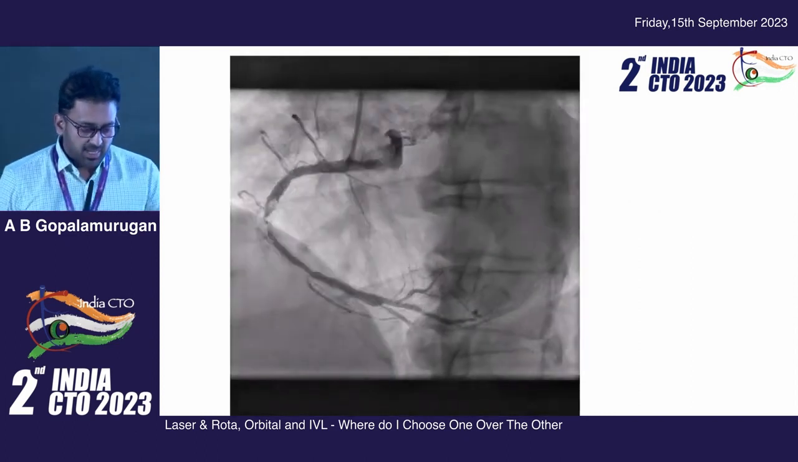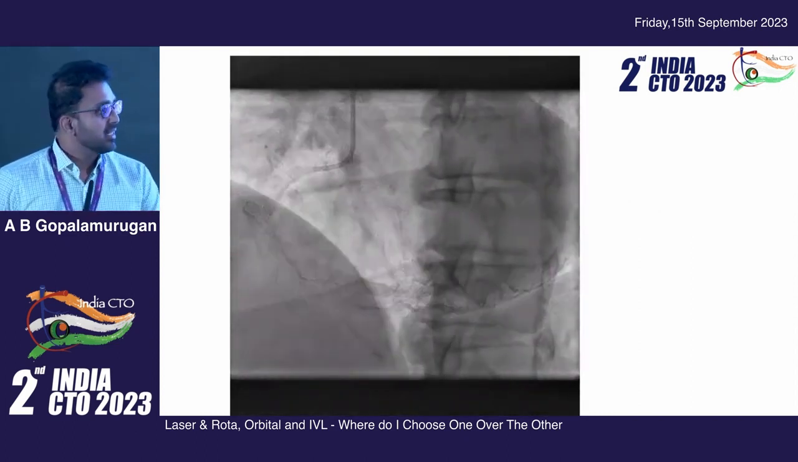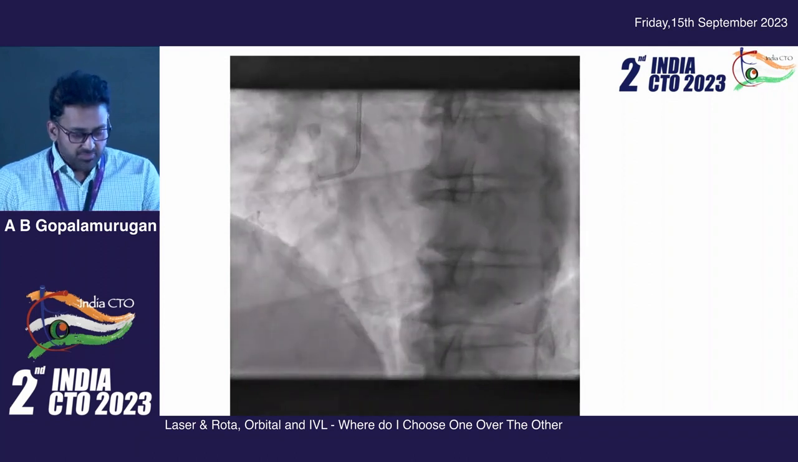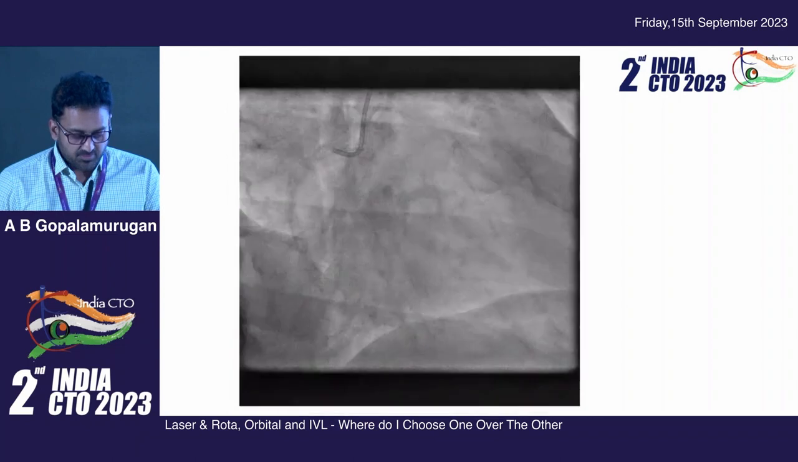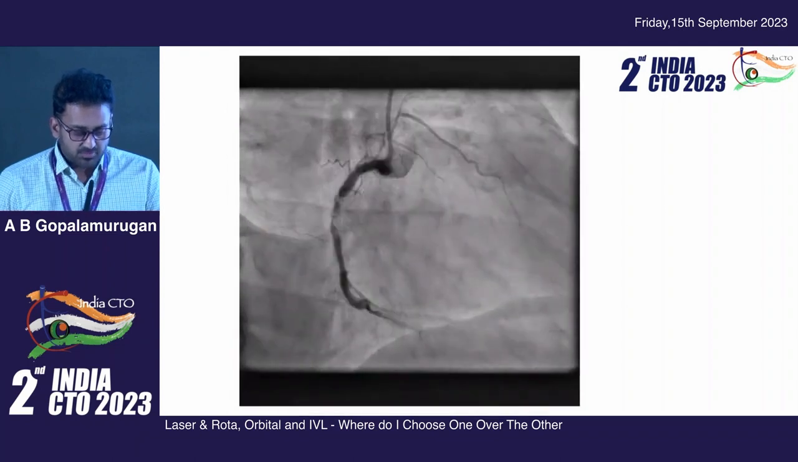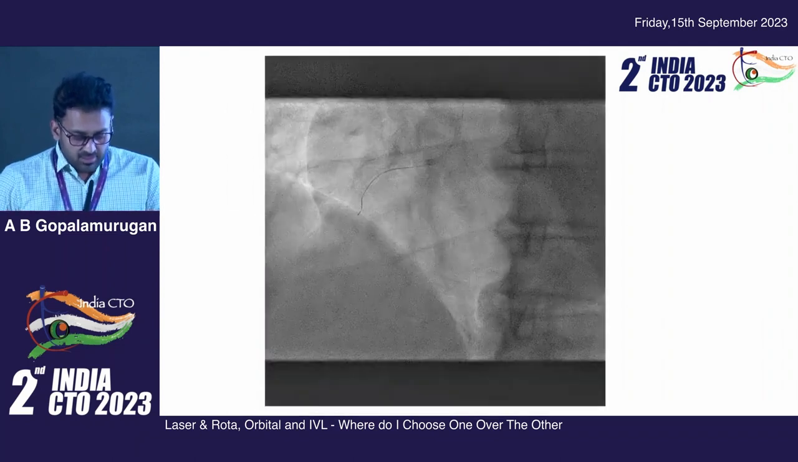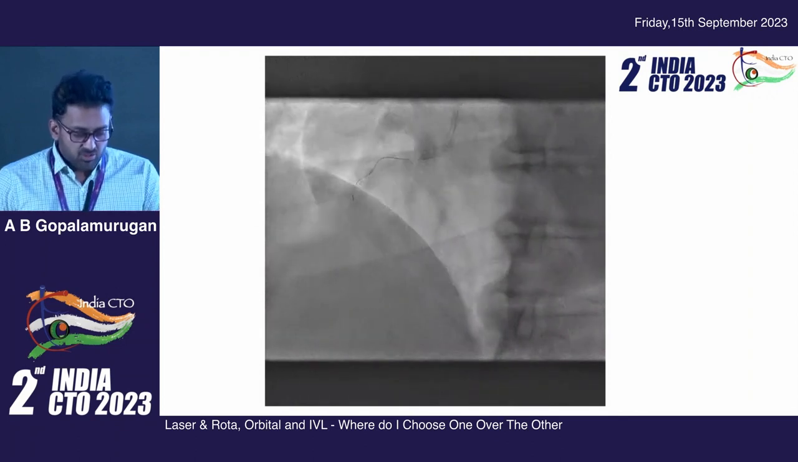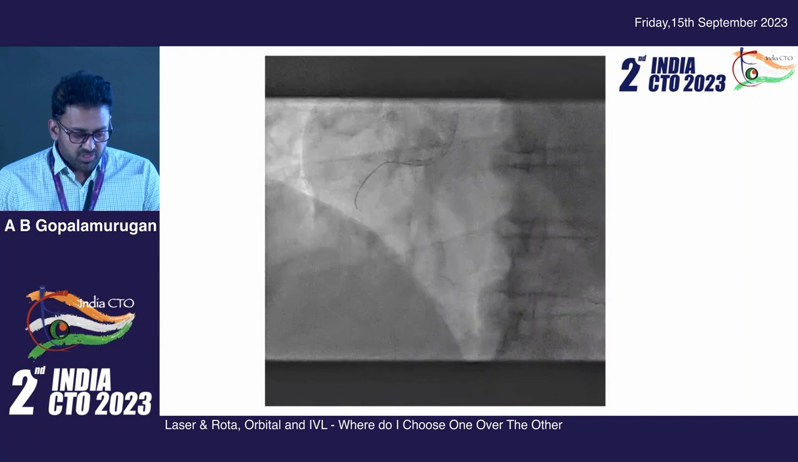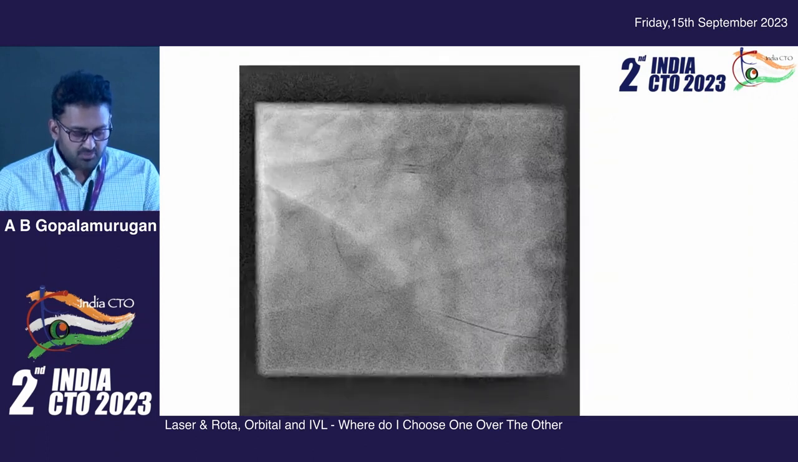So I'll start with an example. So you can see this is a RCA, and a lot of filling defects, looks calcific, and this is an RAO view. So I tried with wires, multiple wires. You can see this is clearly begging for a rotor. This is a tough lesion, unable to cross.